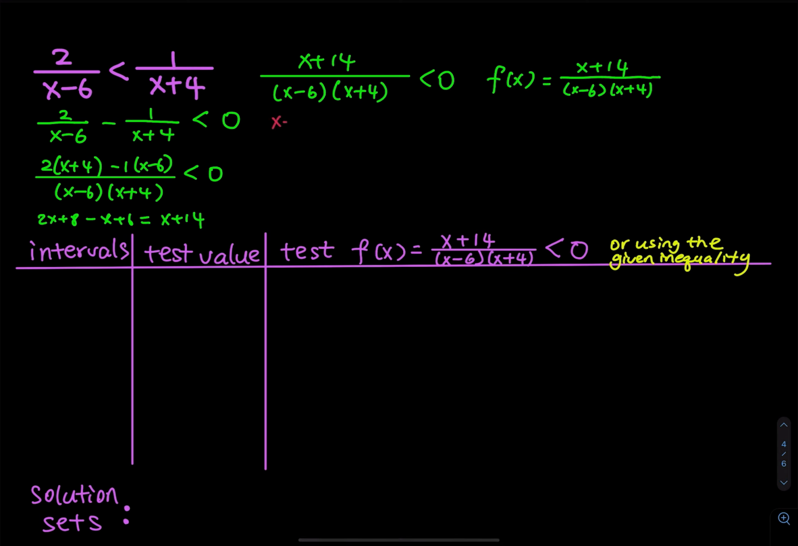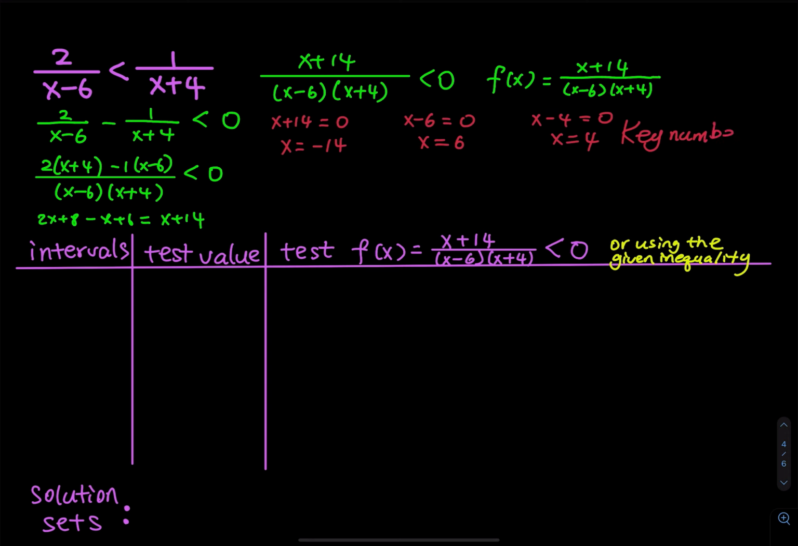So the top, x minus 2 equals 0, and then the bottom, x minus 6 equals 0, and x minus 4 equals 0. You have to take care of every single factor. This is x equals 2, x equals 6, and x equals 4. So these are the key numbers. So you have 3 key numbers.